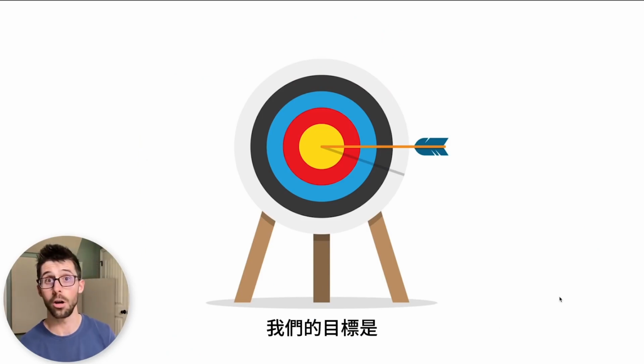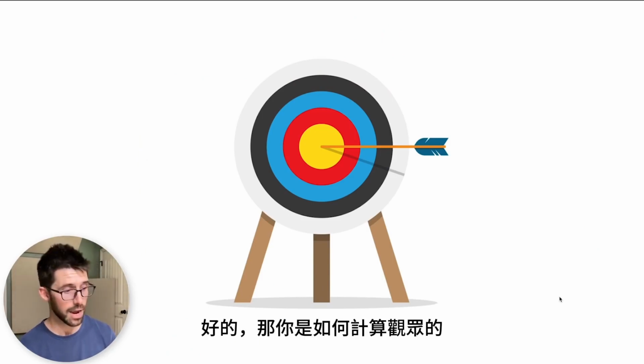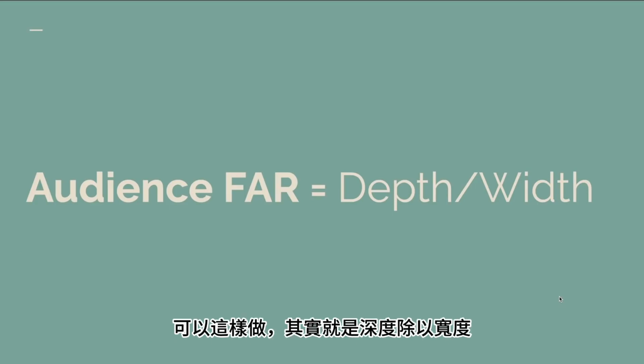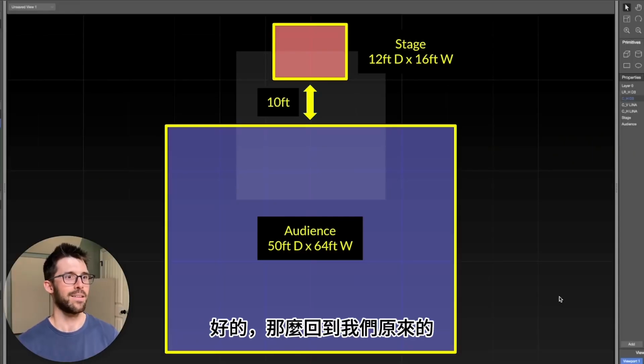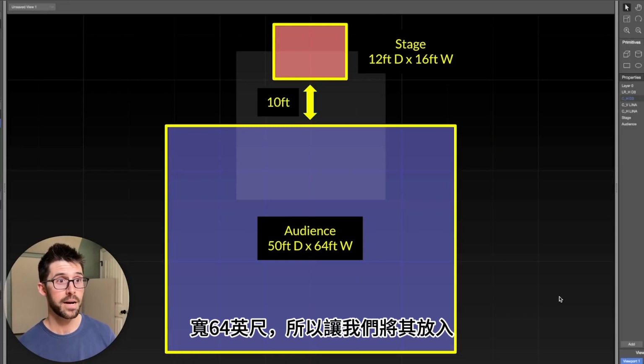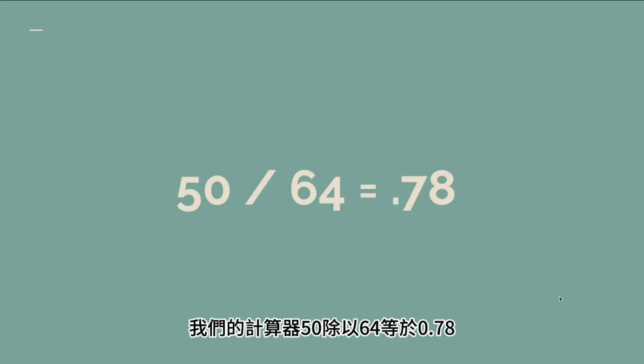They are our target. Okay, so how do you calculate audience FAR? If you got past fourth grade math, you can do this. It is depth divided by width. All right, so back to our original example, the audience is 50 feet deep by 64 feet wide. So let's throw that in our calculator. 50 divided by 64 is 0.78.